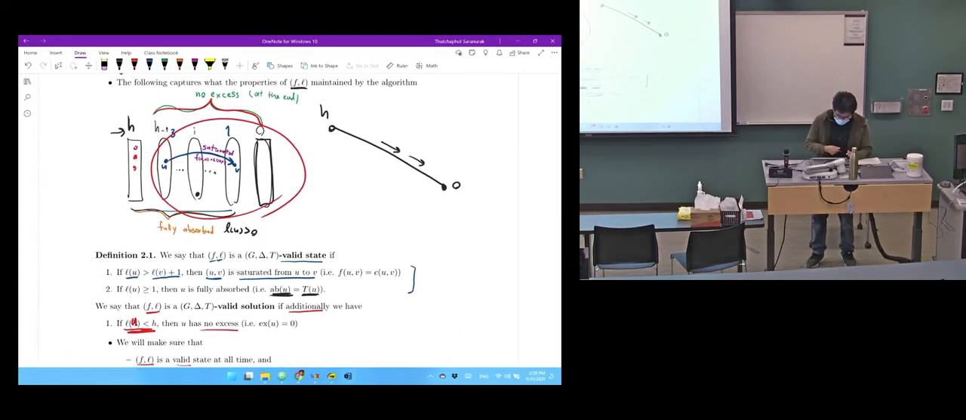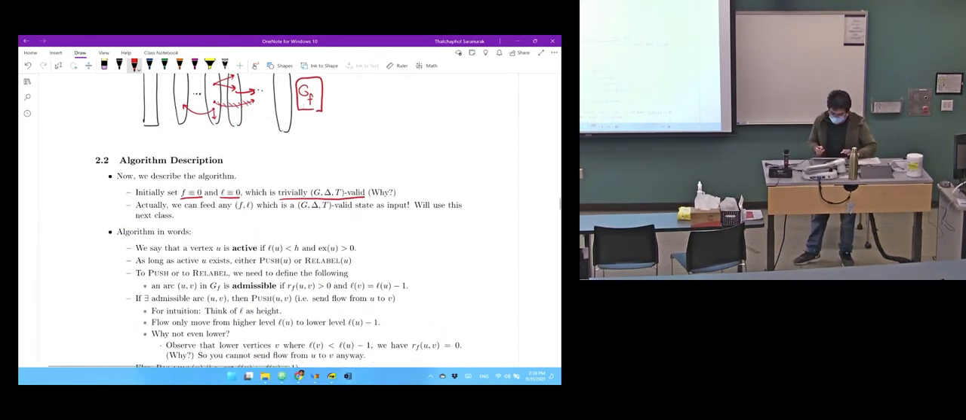Well, the condition here only talks about the nodes that have level at least 1, so it doesn't matter. And the condition here is about the edges that skip the level, but here everything is at the same level at 0, so everything is satisfied. Okay. But so you can always start with this 0 flow and level.